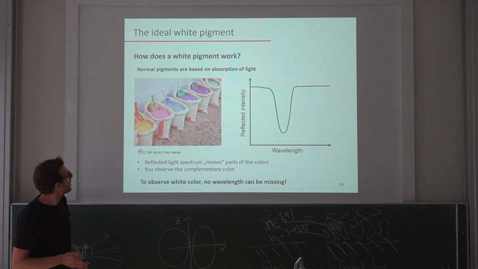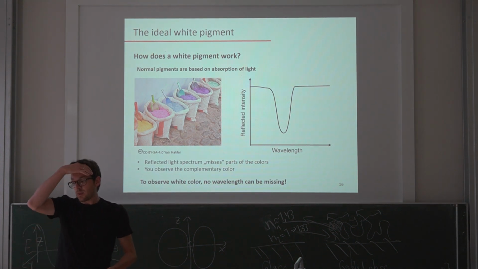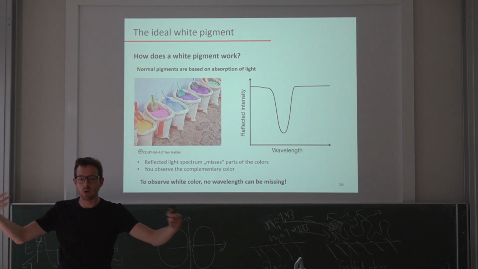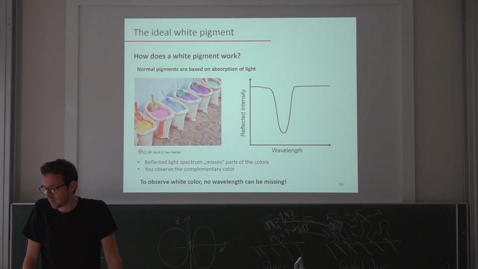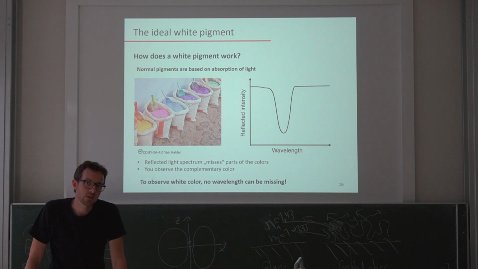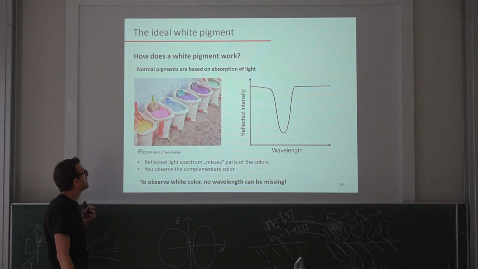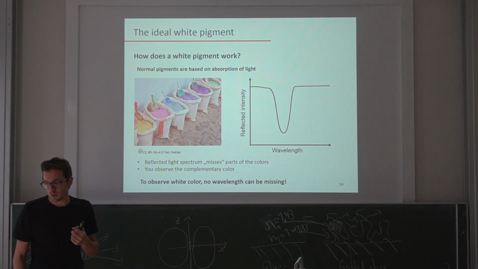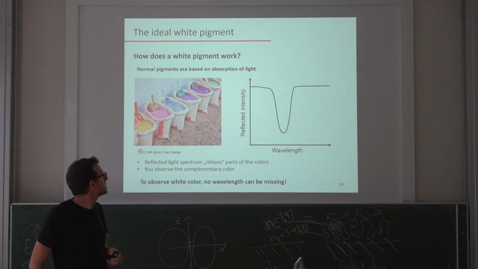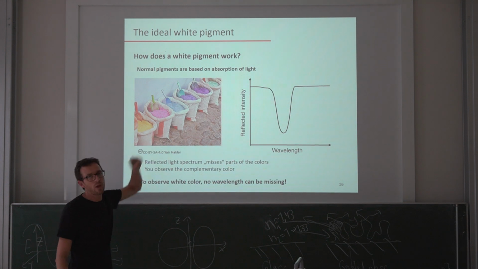Okay, next example. What is the ideal white pigment? So what do we put on our walls if we want to paint them white? So in order to discuss this, I first want to reiterate an important thought, and that is that normal pigments work by absorption of light.